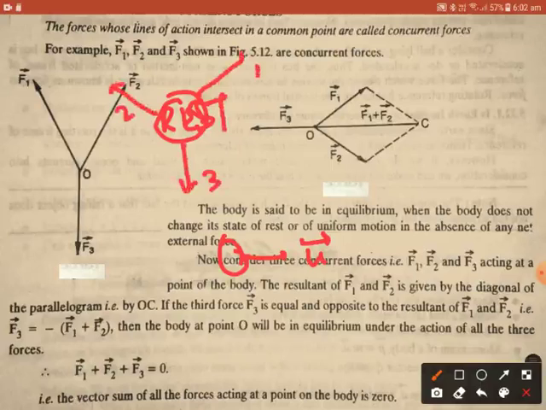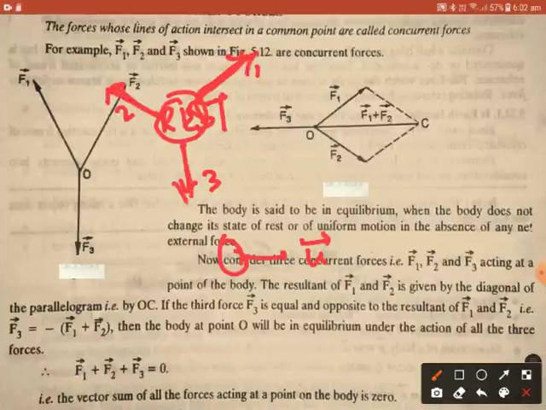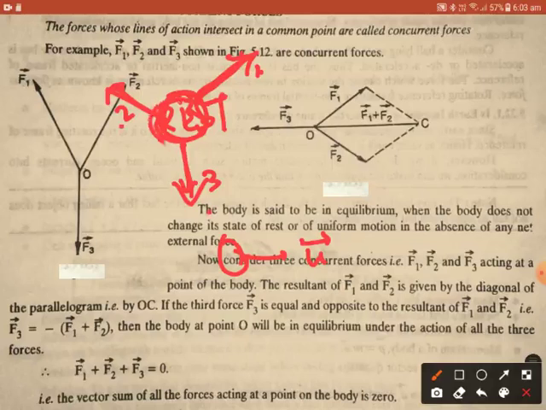So what happens when these three concurrent forces act on this body? These three forces will be in equilibrium only when the body will continue in its initial state of rest. If it is not in equilibrium, then what happens? This body will start moving or changing its position.